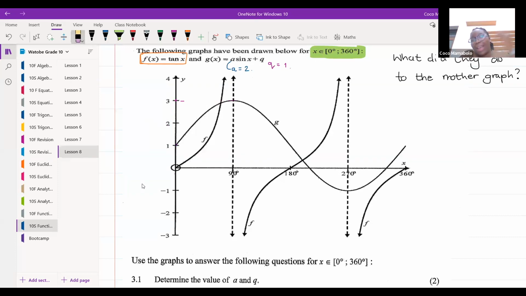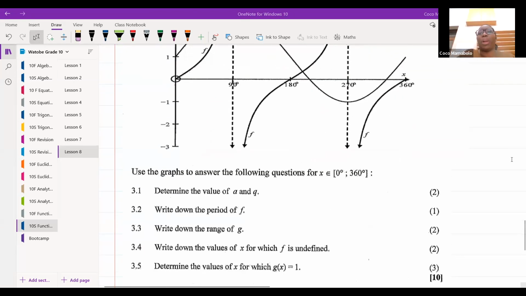Do you guys see how important it is for us to remember the mother graph? Because once we don't remember the mother graph and how it's supposed to look, we don't know what they've done to what and where. Before we even start, we've been able to answer question 3.1. We are done, guys, with question 3.1.